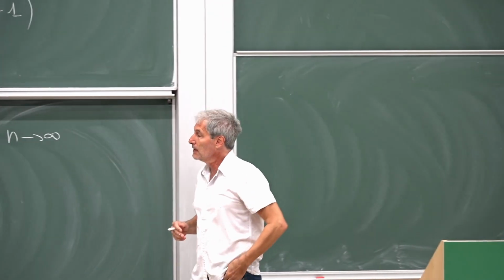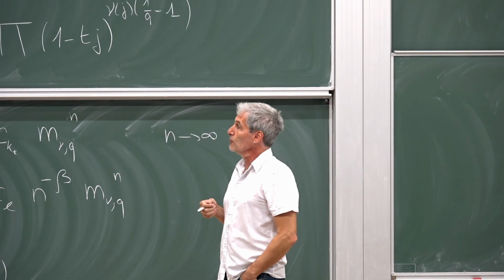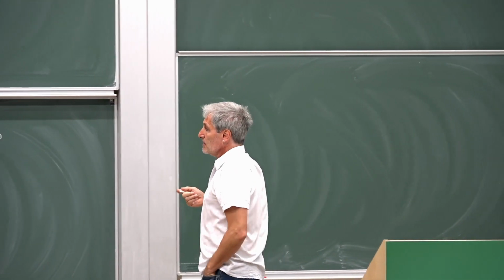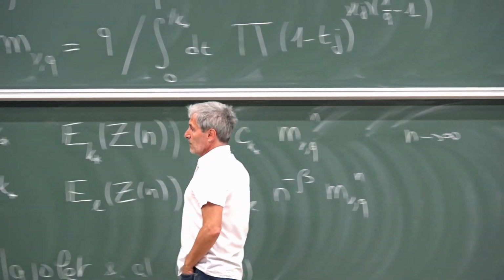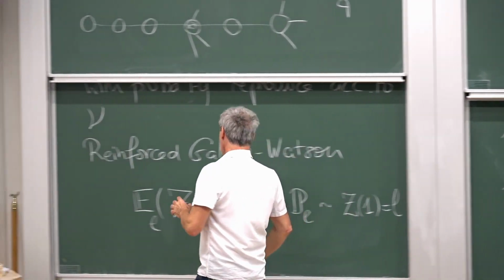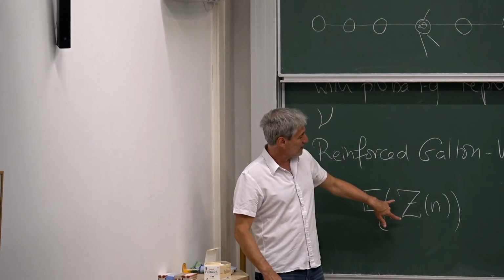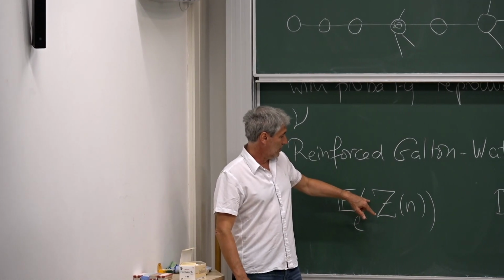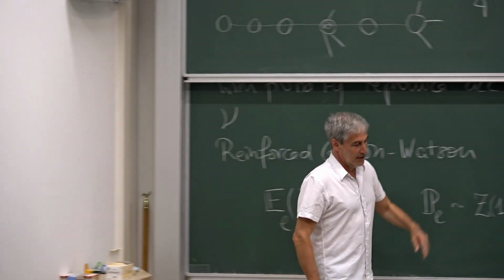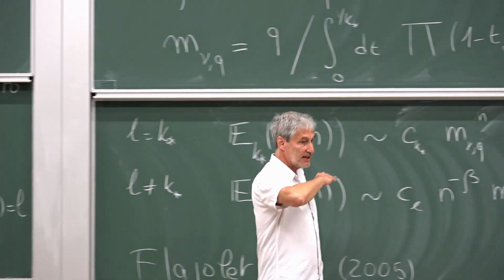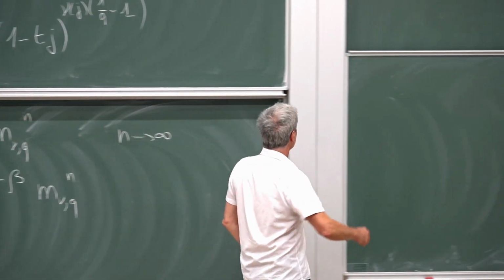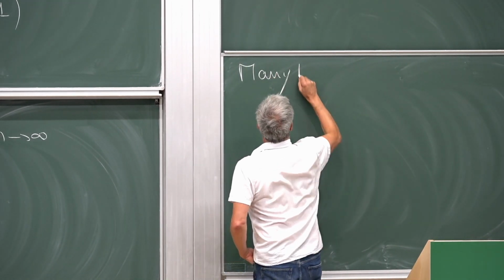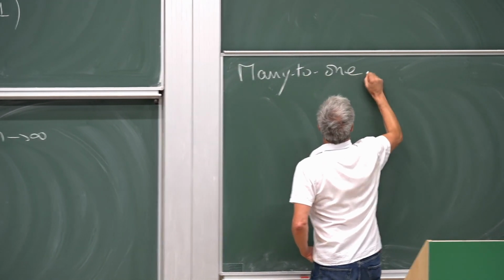And the argument actually uses quite a number of different techniques. The first of them is of combinatorial nature. It's something which is well known when studying trees, that you can describe the size of a tree at generation L in terms of the so-called many-to-one formula.